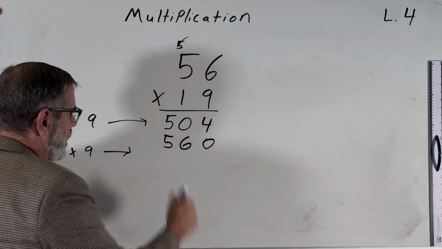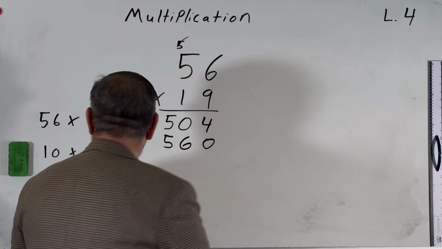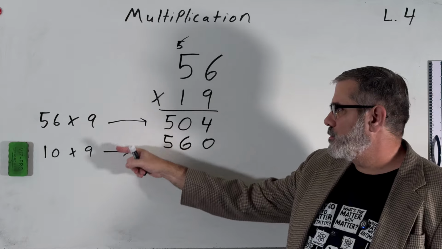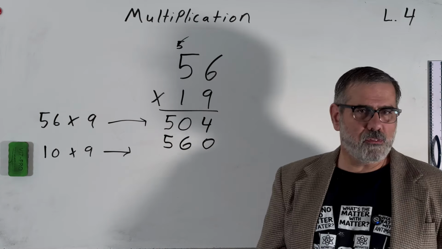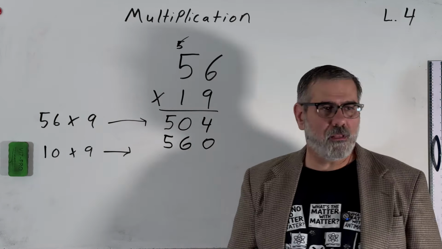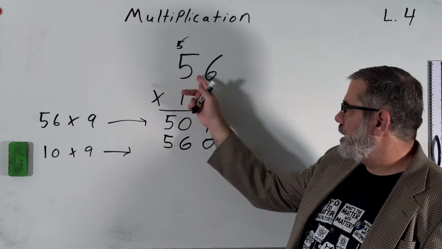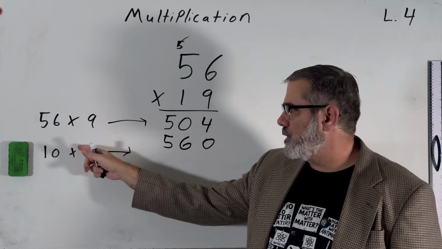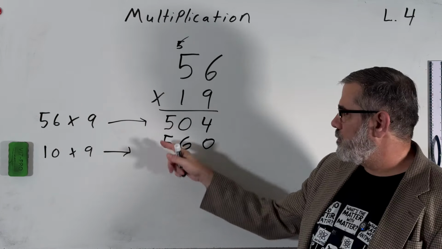So what do we do now? We have two answers. Which one is it, right? Well, if we think about what the rows actually mean, the first row is 56 times 9, and the second row is 10 times 9. What we're interested in is 56 times 19. That's the sum of these two things, yes? So what we have to do is add these numbers.